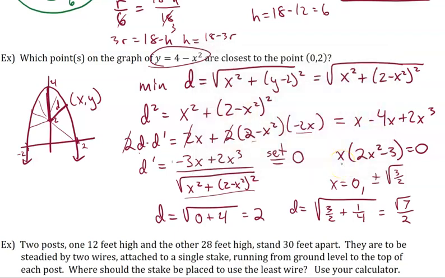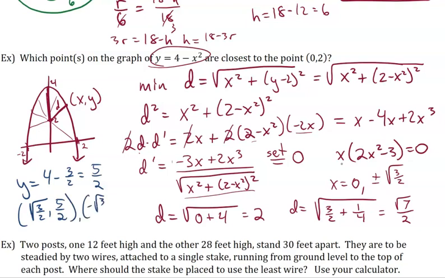Okay, so I'm going to plug root 3 over 2 in for x, and so I get y equals 4 minus root 3 over 2 squared, which is just 3 halves. So 8 halves minus 3 halves is 5 halves. My ordered pairs are root 3 over 2 comma 5 halves and negative root 3 over 2 comma 5 halves. And those are my 2 closest points.